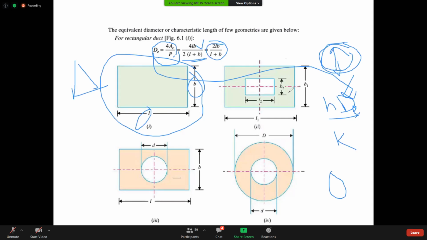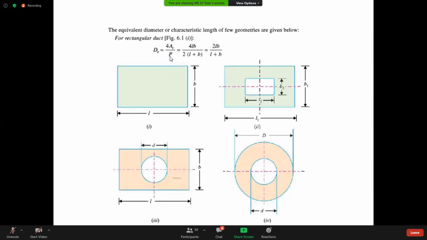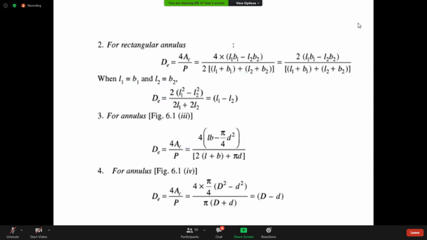Suppose this is a hollow duct, a hollow rectangular duct. If it is like this, what do you need to calculate? How do you need to calculate? At the same time, outside it is rectangular, inside it is a circle. How to calculate the equivalent diameter? For example, this is a hollow cylinder. How to calculate the equivalent diameter? Those are also given in the coming slides. Very simple, easy. As per D is equal to 4Ac by P. These are the things.